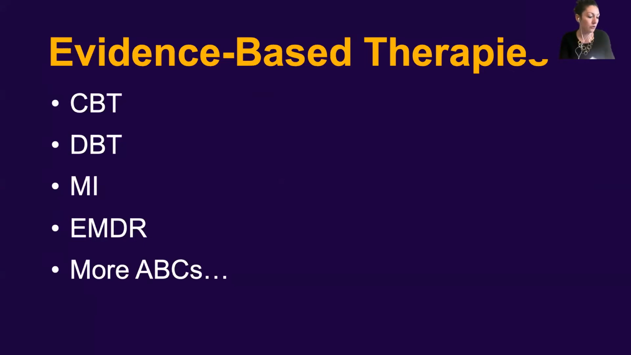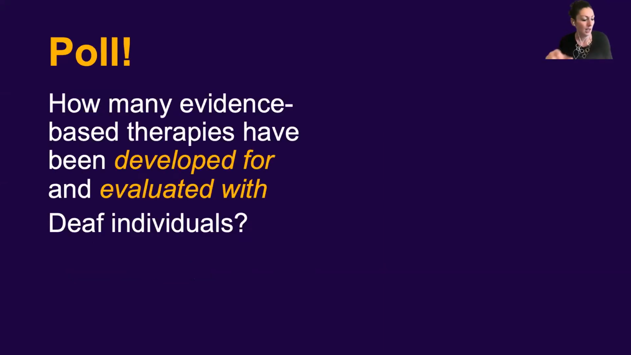So I don't know if you've come across this alphabet soup, but there are therapies that have been proven to work, like cognitive behavioral therapy, dialectical behavior therapy, motivational interviewing, and so on and so on. There's a lot of these ABCs around. But my question, and you can just throw your answer quickly in the chat box. What do you think? How many evidence-based therapies have been developed for and evaluated through clinical trials with deaf people?